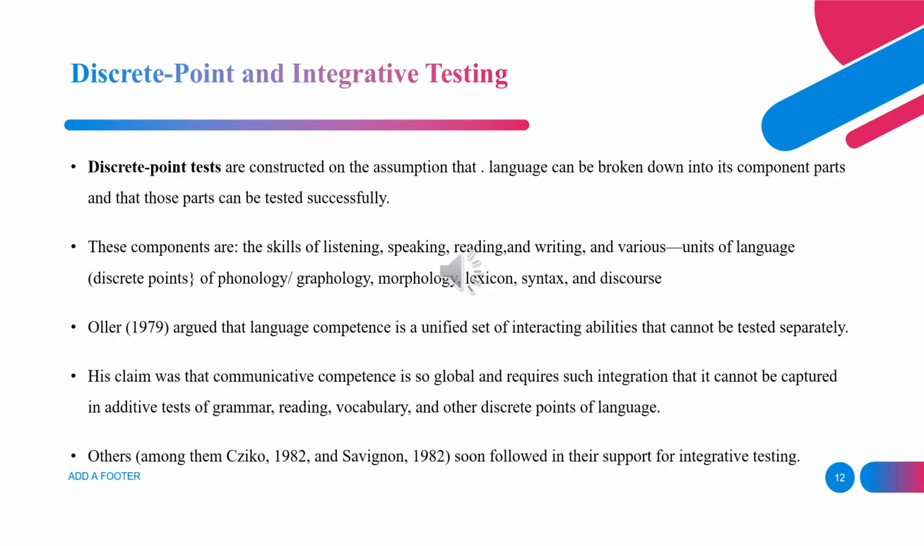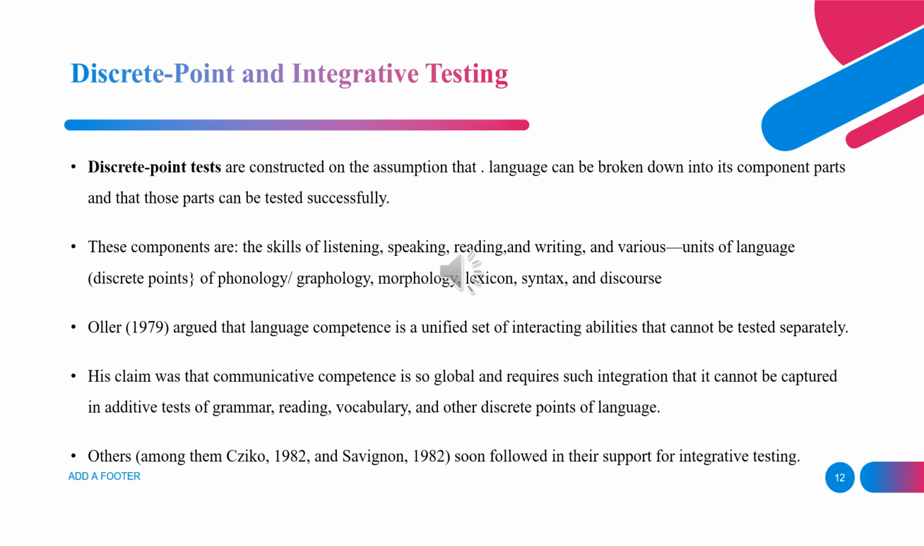Discrete point and integrative testing. Discrete point tests are constructed on the assumption that language can be broken down into its component parts and that those parts can be tested successfully. These components are the skills of listening, speaking, reading, and writing, and various units of language or discrete points of phonology, graphology, morphology, lexicon, syntax, and discourse.